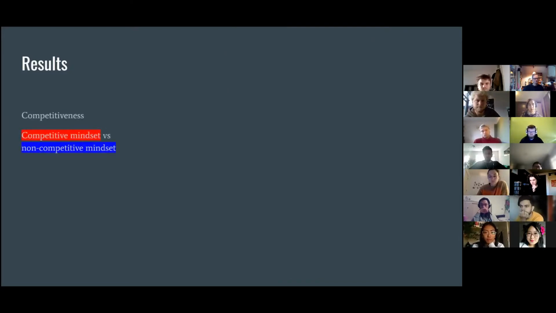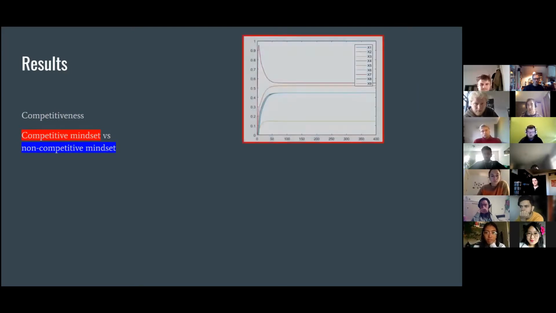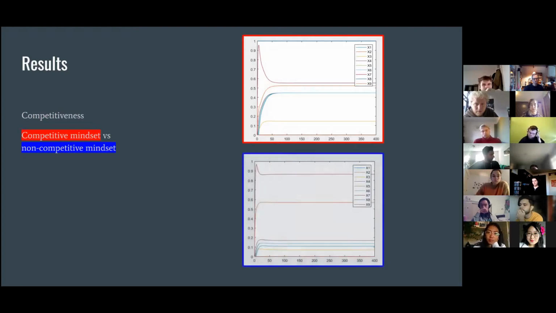And then the competitiveness, so only the link from the performance of the second person to the extrinsic motivation is set to 1, the other two are set to 0. And we see a competitive mindset. With a competitive mindset, we mean that extrinsic motivation is more important. And with a non-competitive mindset, we say that intrinsic motivation is more important. And we see that in a competitive setting, the competitive mindset causes the best performance.